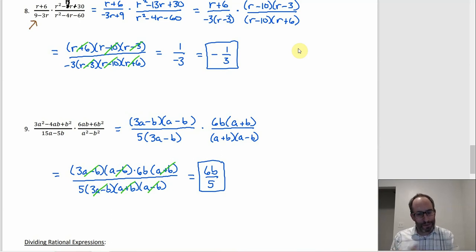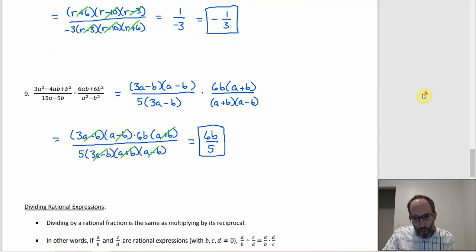All right, so not too bad, right? I mean, it's basically like simplifying, except that you have more stuff, right? I mean, since the way you multiply is just you multiply the numerators together, you multiply the denominators together, it's like simplifying a rational expression, except that you have two of them. Or you have one gigantic one, I guess, when you multiply the numerators and denominators together. But it's not too different.